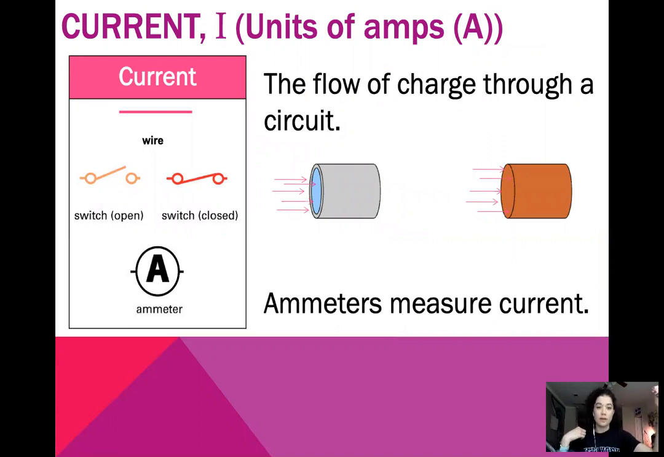The first one is current. We use a capital I to represent current, and our unit to measure current is amps, with a capital A. Current is just the flow of charge through a circuit. The similarity is the flow of water through a pipe, right? It's got to keep moving. It's got to go somewhere. An ammeter measures current. Ammeter, amps, current. Hopefully we can keep all those pieces together.